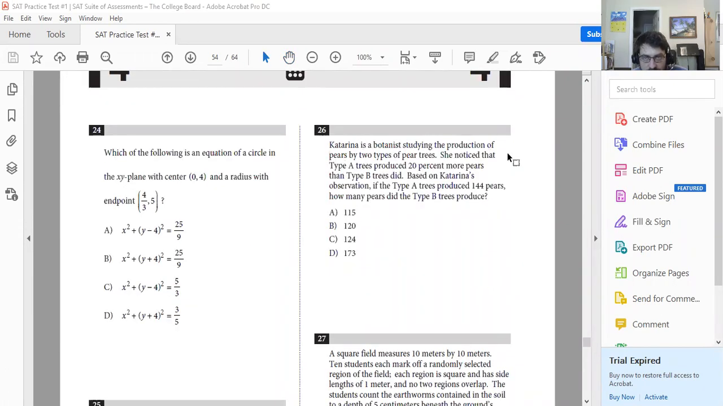26. Katerina is a botanist studying the production of pears by 2 types of pear trees. She noticed that the type A tree produced 20% more pears than the type B trees did. Based on Katerina's observation, if the type A trees produced 144 pears, how many pears did the type B trees produce?